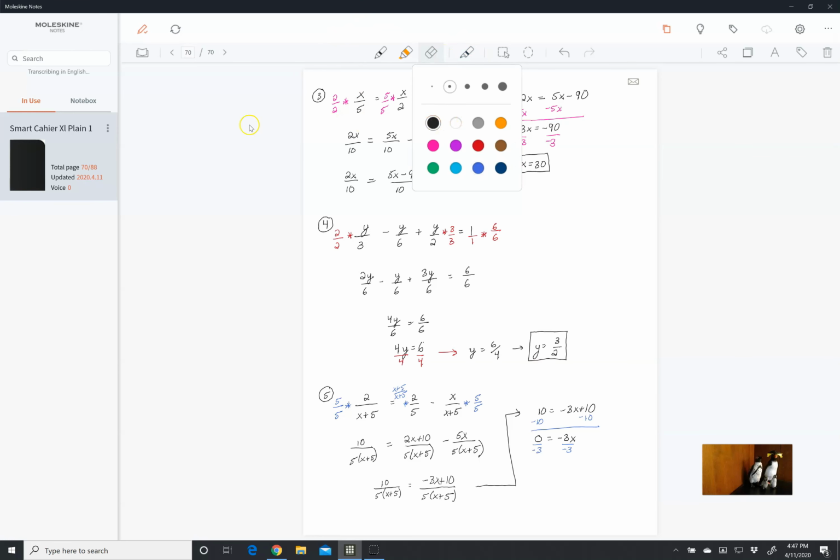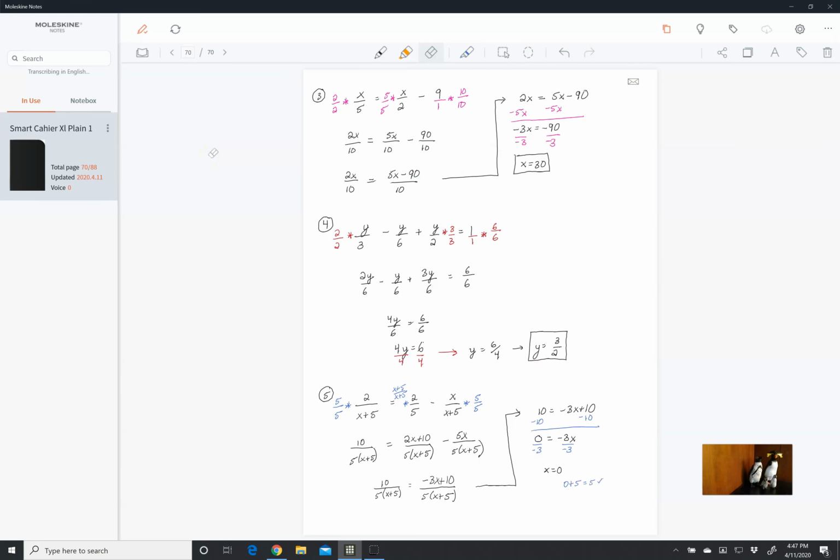You still have to check for extraneous solutions. You have to check and make sure that you don't have any things that are just x here. And you don't, okay? 0 plus 5 is 5, so we're okay. But you have to show that you checked.